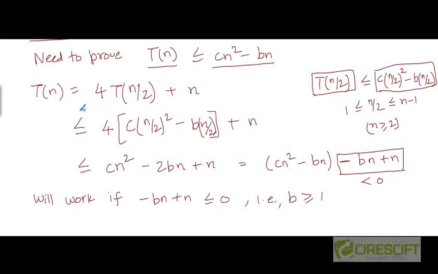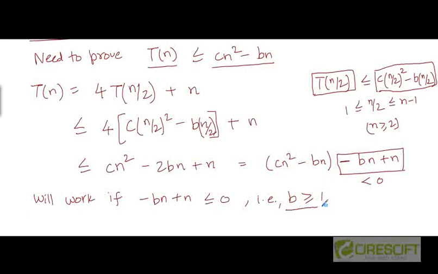So if T of n is less than or equal to Cn square minus bn minus some number, it must be less than or equal to Cn square minus bn as well. So let's impose an additional constraint that minus bn plus n needs to be negative, or at least less than or equal to 0. So T of n will be less than or equal to Cn square minus bn if minus bn plus n is less than or equal to 0. This means bn needs to be at least as large as n, or b needs to be at least 1.